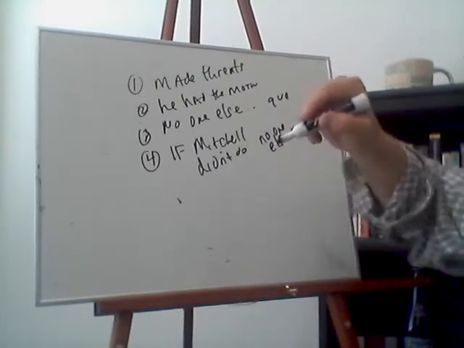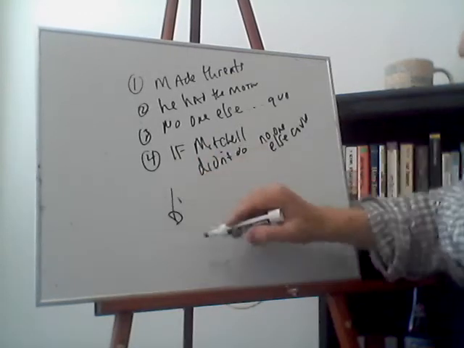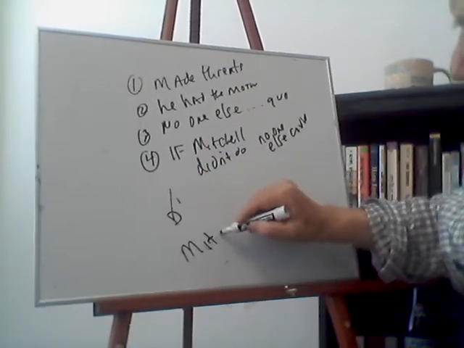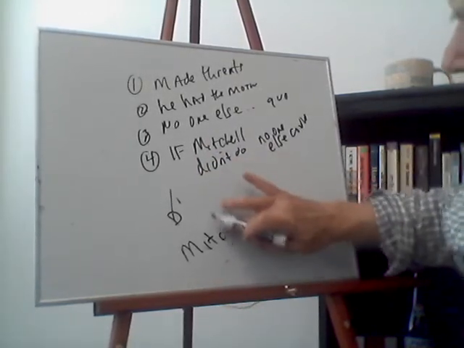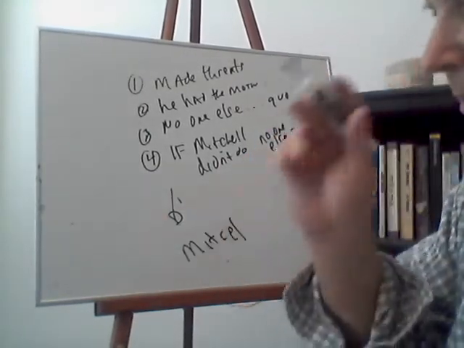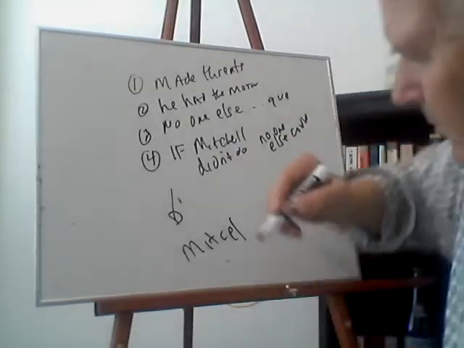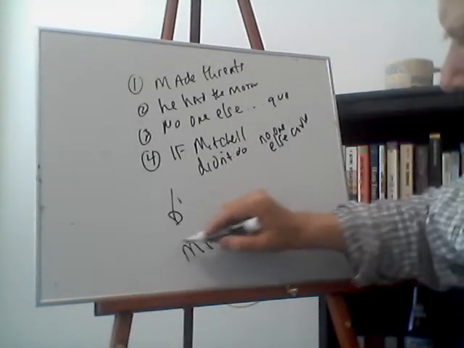So basically, it's either Mitchell or no one else. So the conclusion is going to be Mitchell. It actually doesn't say Mitchell did it, so this is going to be an enthymeme. The conclusion is implied: Mitchell did it. So that will be 5.